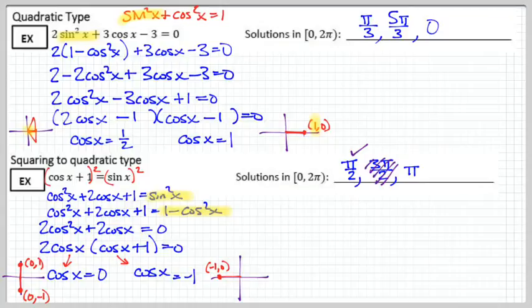Last one, let's consider our case over here. This is the angle pi. So I have my cosine and sine again. So I have negative 1 plus 1, which is 0, equals 0. Oh, that looks good as well. I have two answers, pi over 2 and pi.